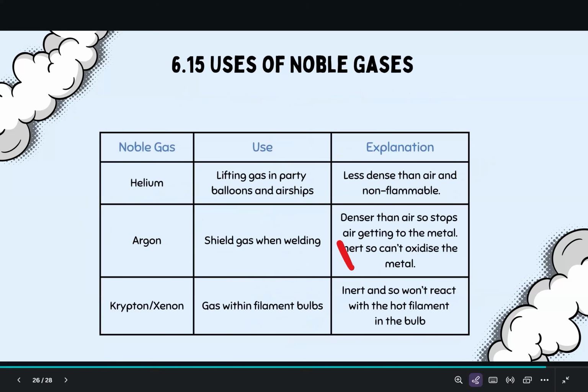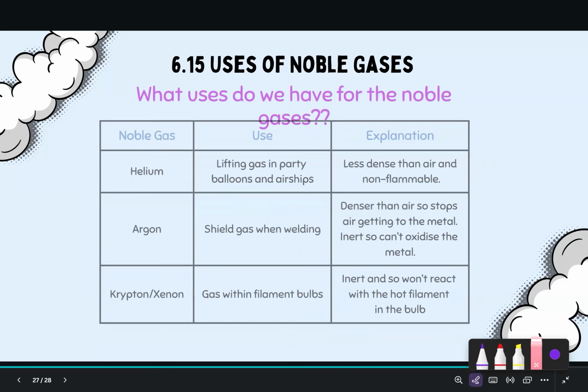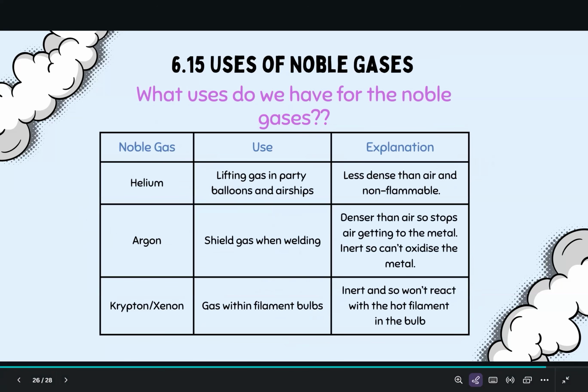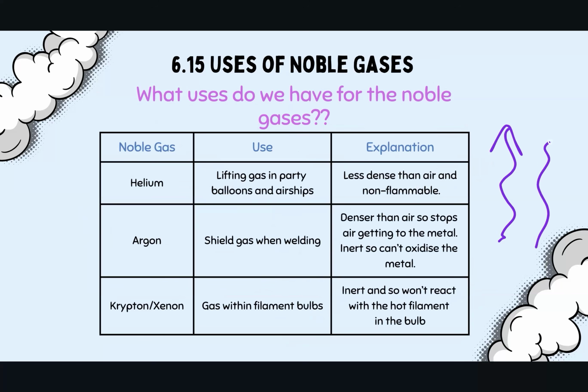So, helium. Now, this is sometimes where the higher stuff kicks in, so it's important to know this. You should know the use of each noble gas and also the explanation. So, helium is a lifting gas in party balloons and airships. How does it actually do that? It's less dense than the air. So, that means helium floats away.